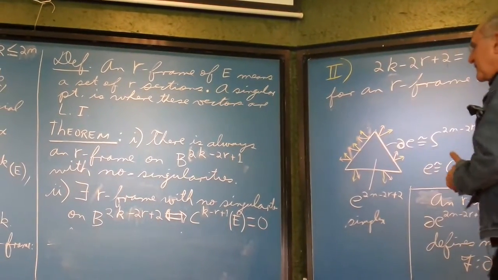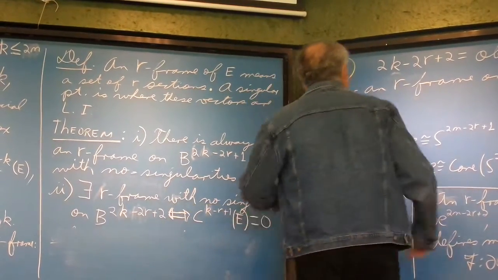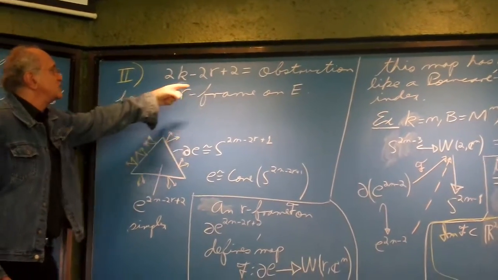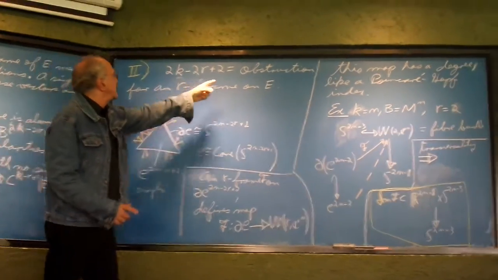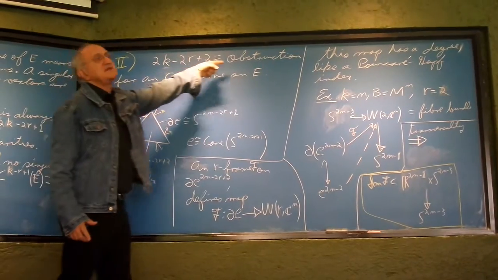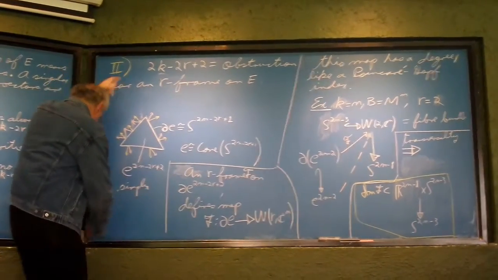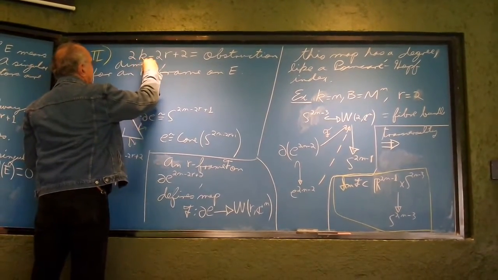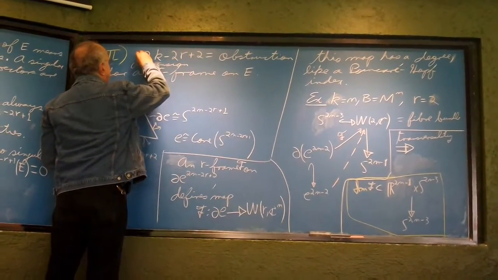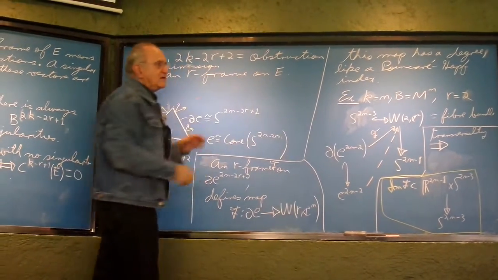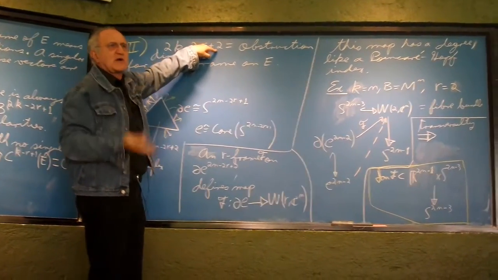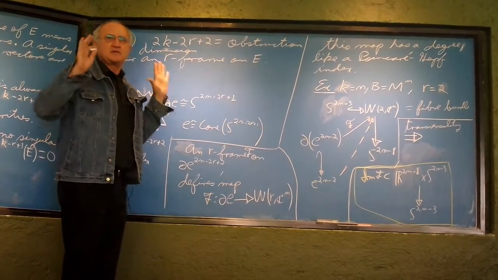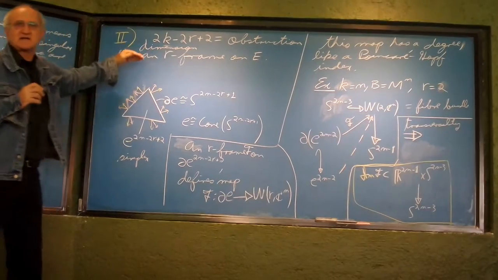Because of this, one says that this dimension, 2k minus 2r plus 2, is the obstruction dimension for an r-frame of E. Sorry, here I forgot to write the words obstruction dimension. Until one less dimension, you can always construct it. And when you want to go to this dimension, that is when you can find a possibly non-zero obstruction. And that's where the Chern class arises.